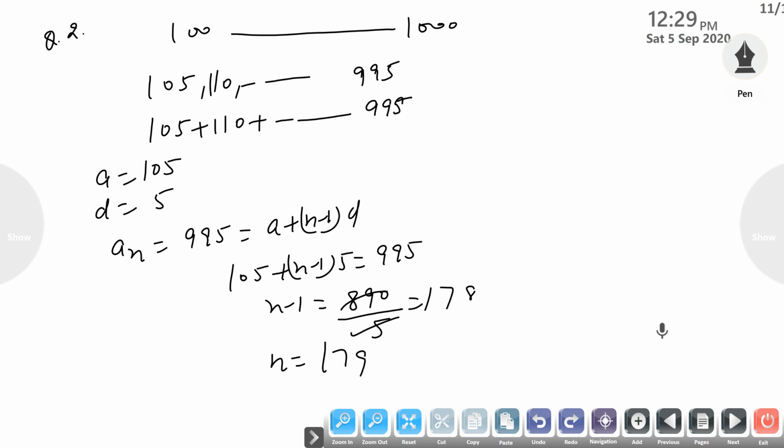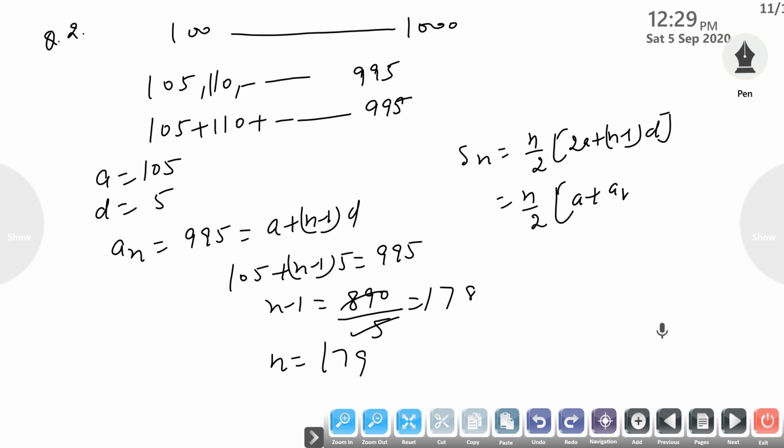So using all these values in our formula, Sn equal to n by 2 into 2a plus n minus 1 into d, or Sn equal to n by 2 into a plus an, we get sum of this sequence. Question number 3 is also same as first and second. Next question is question number 4.